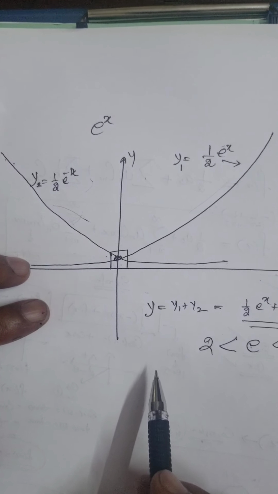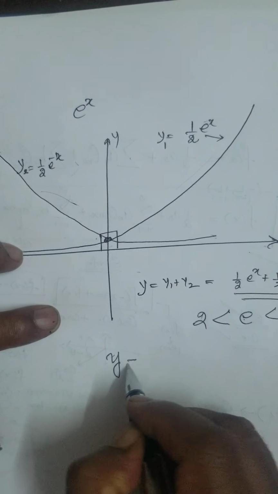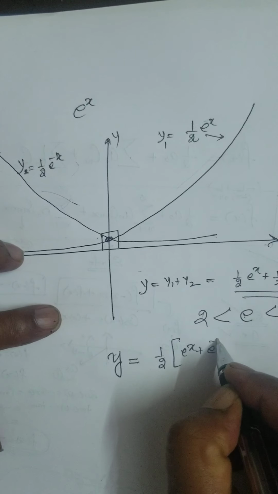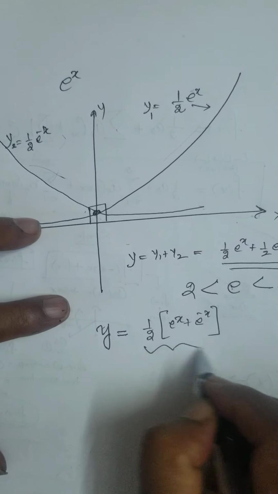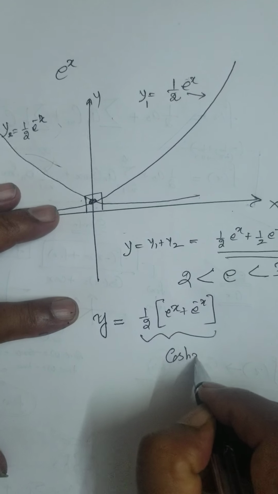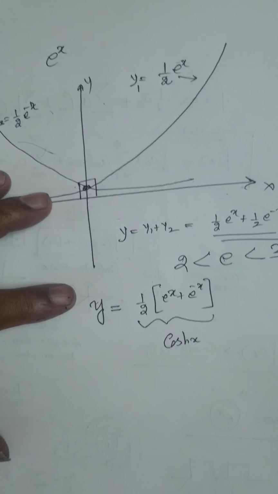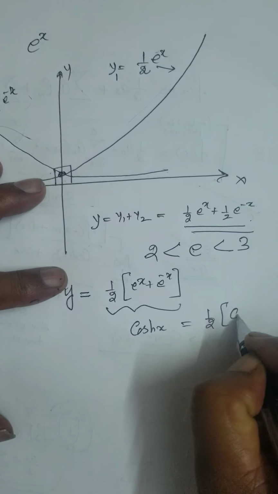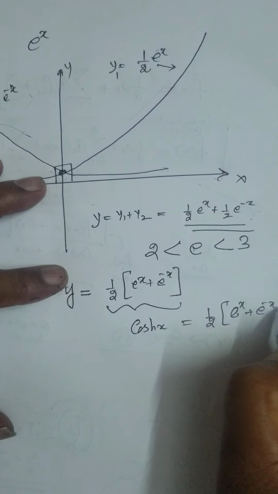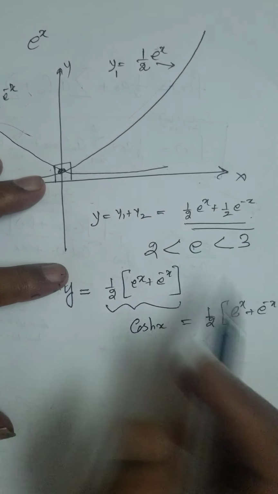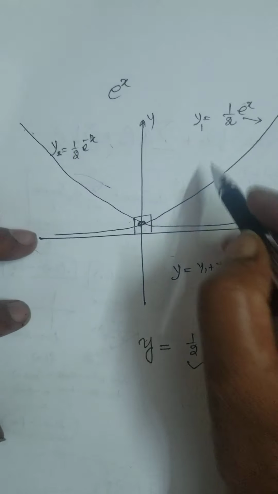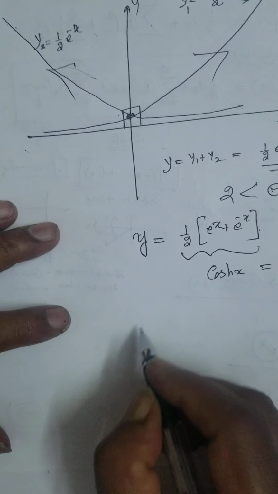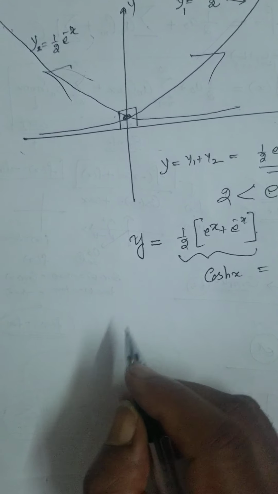Here y is equal to, I'll write, half e to the power of x plus e to the power of minus x. This I'll write in short form. This is called the Cos Hyperbolic Function. What is Cos Hyperbolic defined as? Half of e to the power of x plus e to the power of minus x. It is a combined curve, right? Okay. Got it. Just remember, this is the cos curve.